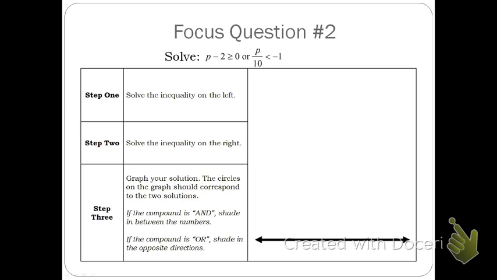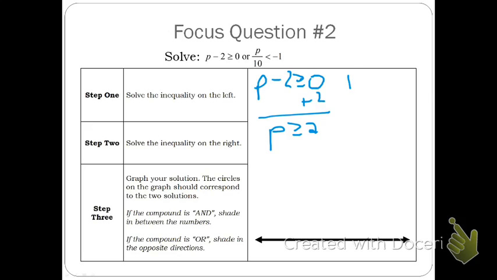Focus question number 2. This is an OR question. P minus 2 is greater than or equal to 0. Again, I'm going to solve each inequality separately. To get P all by itself, I need to move that 2 over as a plus 2. So P is greater than or equal to 2.